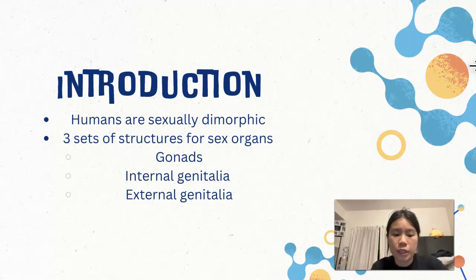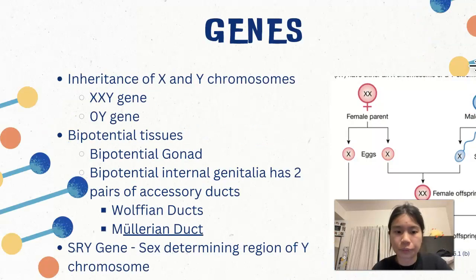So how do we determine sex? How does biology determine sex, and how can it all be explained? First, we'll go into genes. The inheritance of Y and X chromosomes determines one's sex. As we can see in the image on the right from Silverthorne, a female would have 2 X chromosomes and a male would have an X and Y chromosome.